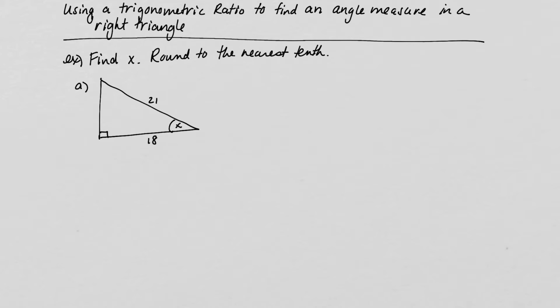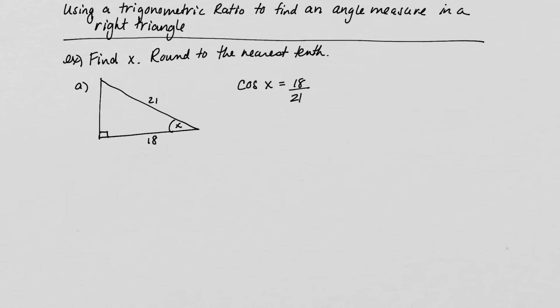And so if I look at these problems, I want to find some relationship between x, my angle, this side here, which is the hypotenuse, and this side here, which is the adjacent. So that would be cosine. So the cosine of angle x is the adjacent 18 over the hypotenuse 21.